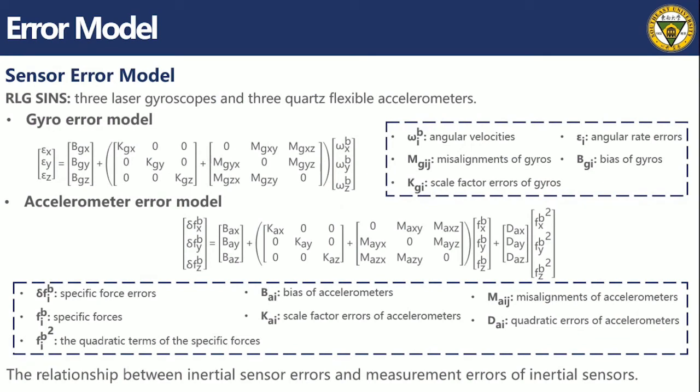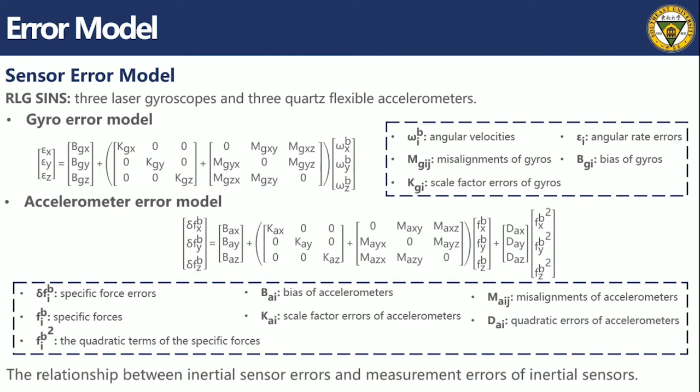Next, let's introduce the error model. Firstly, I will introduce the sensor error model. The inertial sensors of RLG SINS are composed of 3 laser gyroscopes and 3 quartz flexible accelerometers. The first formula is the gyro error model, including bias, scale factor errors, and misalignments of gyroscopes. This formula uses the sum of the bias and the product of the measured angular velocity and the error matrix to express angular rate errors.